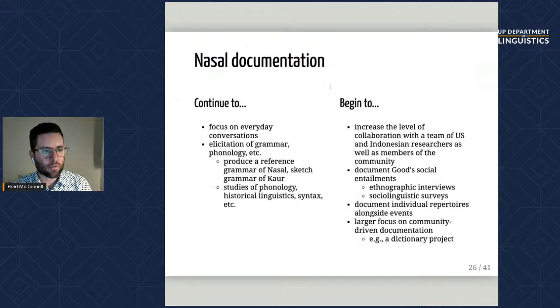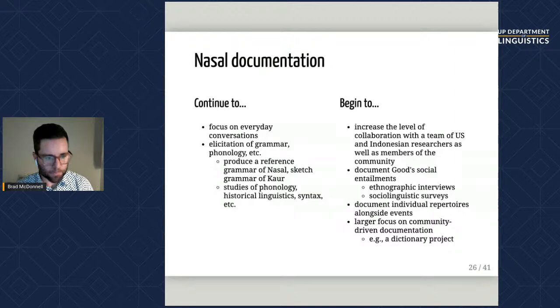So in the Nasal documentation, I plan to continue to focus on everyday conversations, and also still do elicitation of grammar and phonology, to produce descriptions of the language, as well as other linguistic studies. But in this project, I also plan to increase the level of collaboration with a team of US and Indonesian researchers, as well as community members. I also plan to document social entailments, including ethnographic surveys and sociolinguistic surveys, and trying to document individual repertoires alongside events.